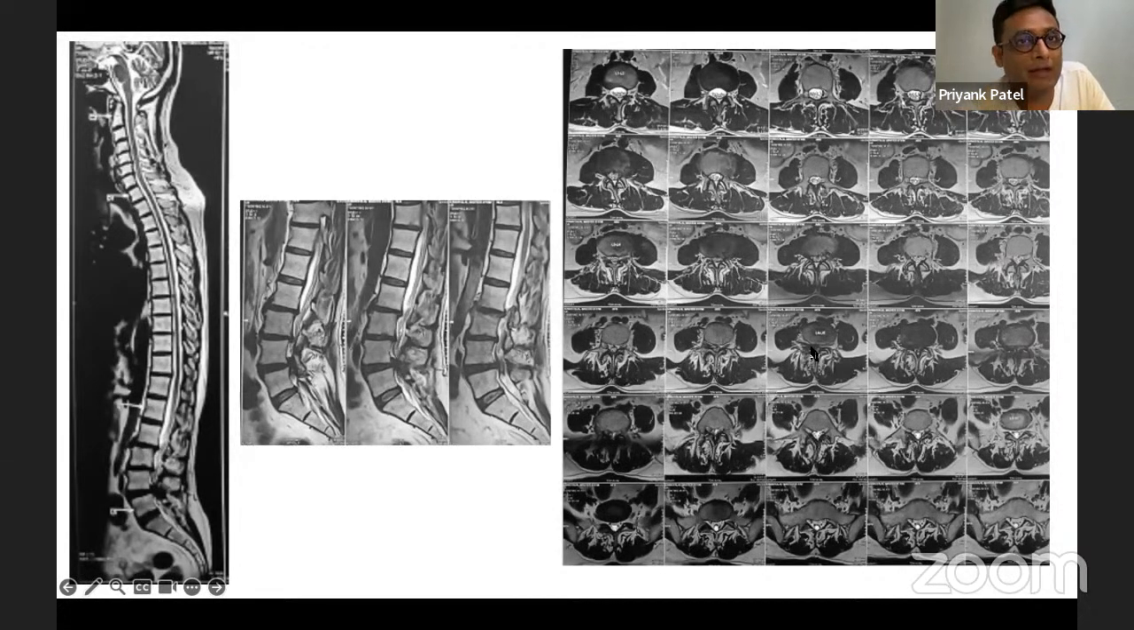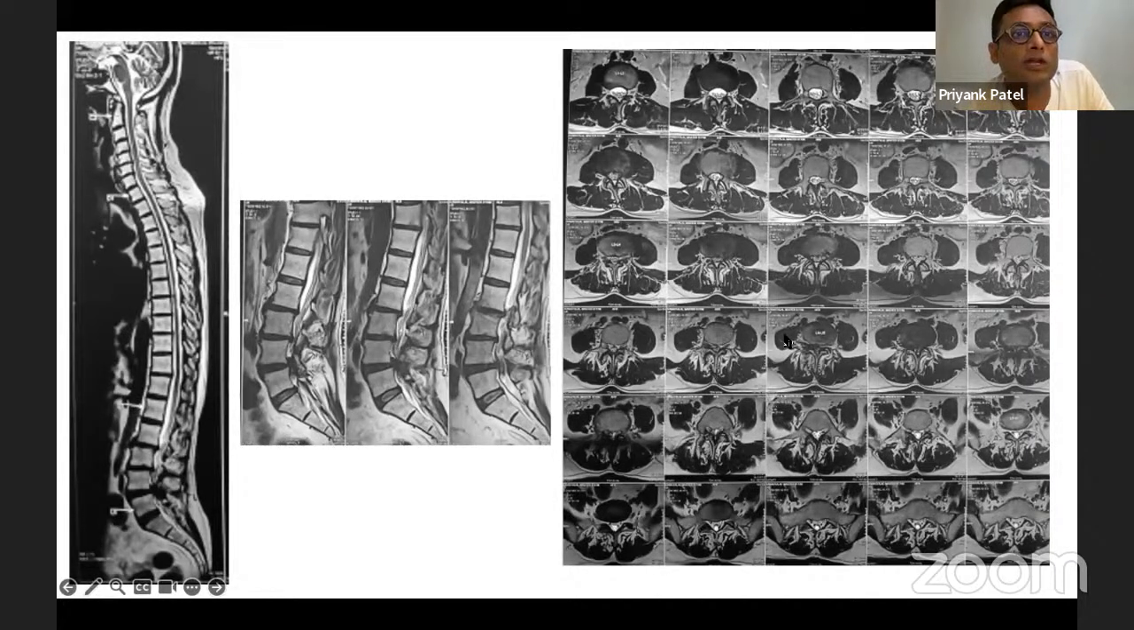Let's go to the upper level, L3-4. Do you see that there is any stenosis? Yes, there is stenosis. Would you operate this patient if this patient came with only this stenosis? Yes, you would operate. So this should be in your decompression level. So now you have two levels which you want to decompress: level 3-4 and level 4-5.